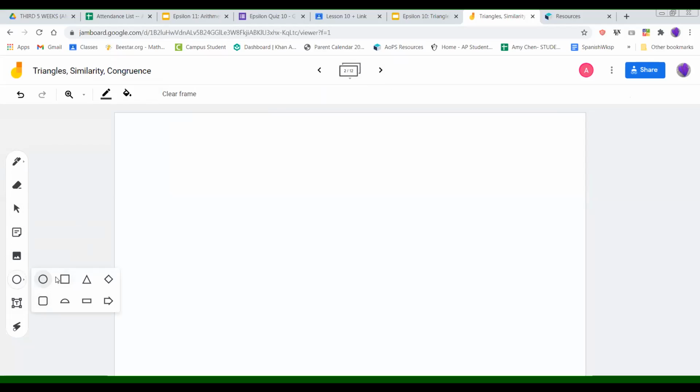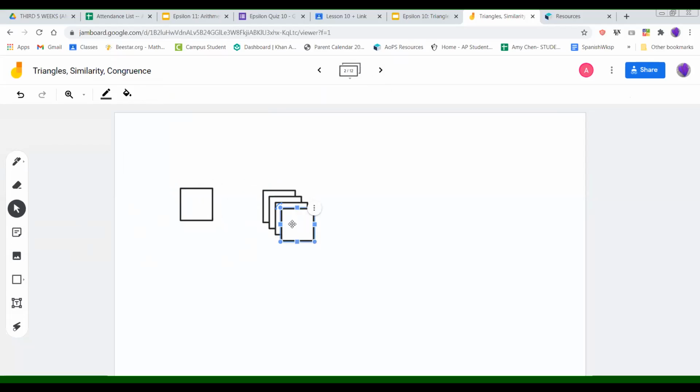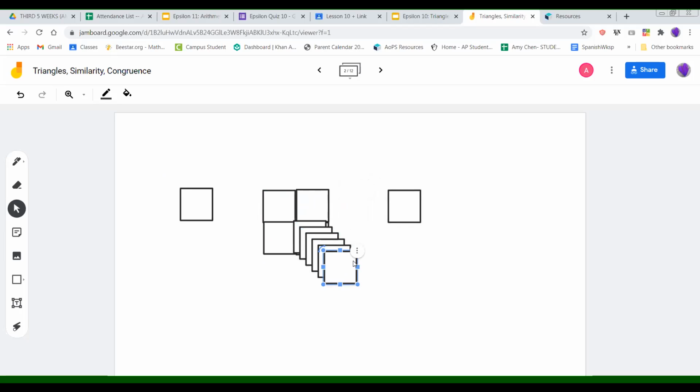Oh shoot, okay. So first we're gonna draw a square. Okay, this is a square. And now we're gonna draw a square whose side length is double this square. So, in other words, in order to draw a square with a side length that's double this square, we have to use 4 of the other squares. You see? And now we can also draw a square with a side length that is 3 times.